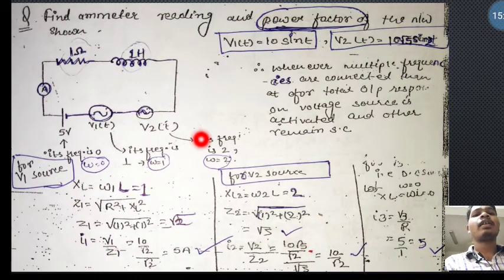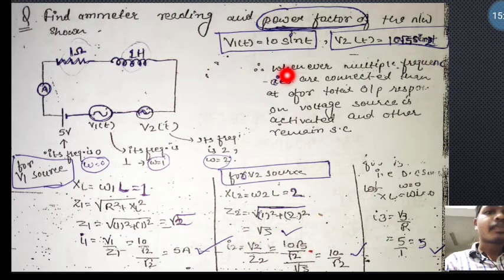Okay, let's see another question. Find ammeter reading and the power factor of the network shown. So this is the network, and Vt is given, and here also Vt is given. Its frequency is 1 and omega is also 1 for this source. For this source frequency is 2 and omega is 2. For this source, this is the DC case. Okay, so 5 volt is given, here frequency is equal to 0, and the ammeter will be connected in series with the resistance and inductance.